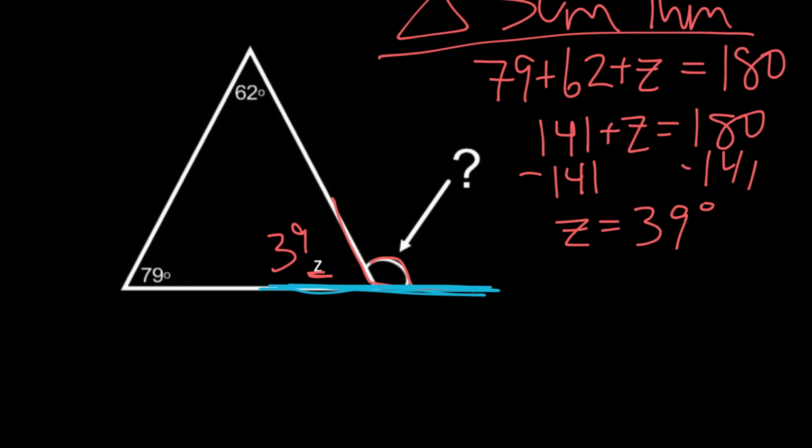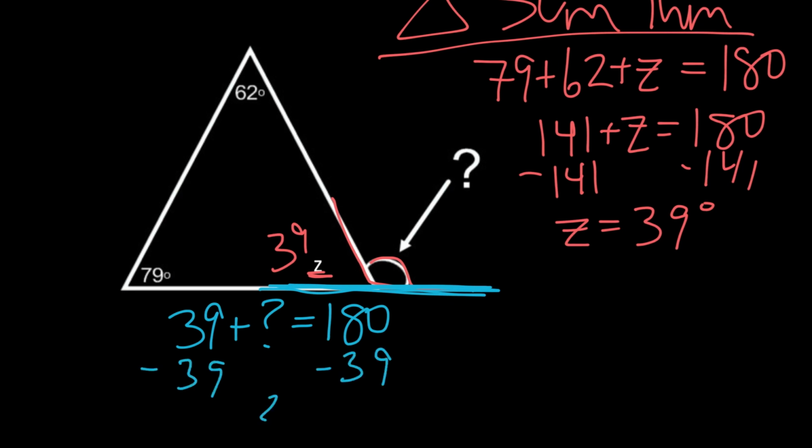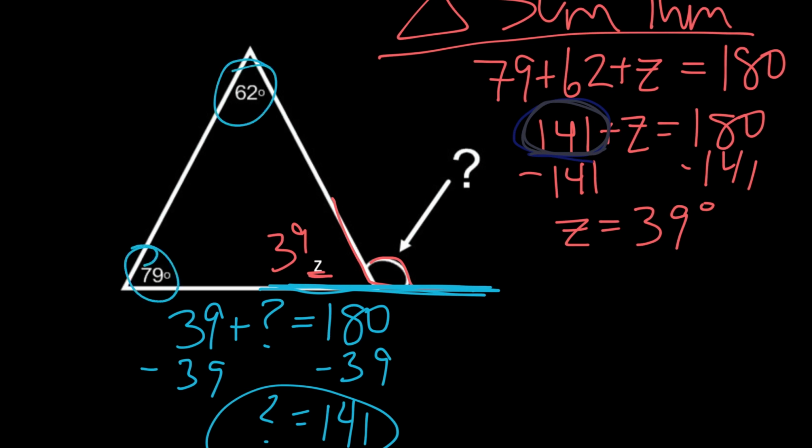So I know that 39 plus my question mark angle must equal 180. Well, I subtract 39 from both sides, and so I get that this missing angle has to equal 141. Hey, we just saw that number. We just saw it over here. And so this is an important thing to notice, that this exterior angle, my question mark angle, is actually equal to my two other angles within my triangle added up together.